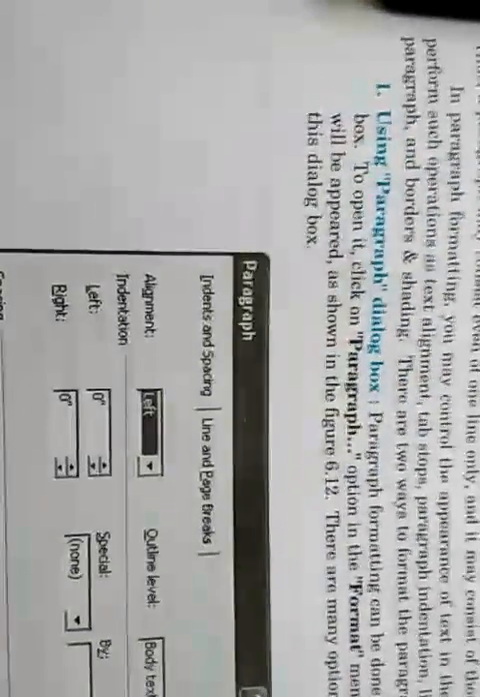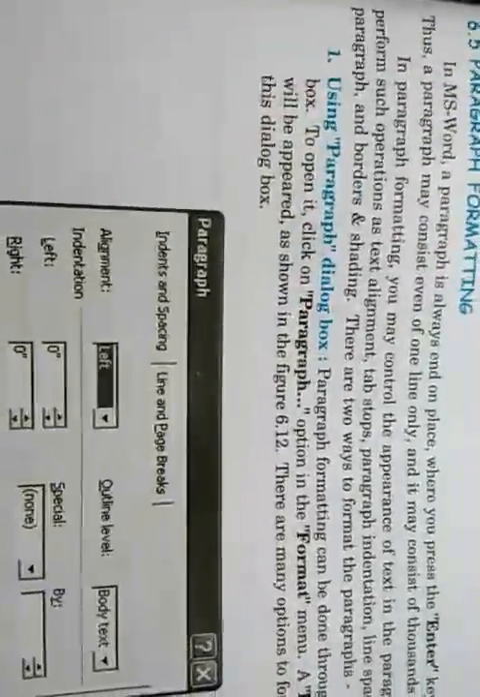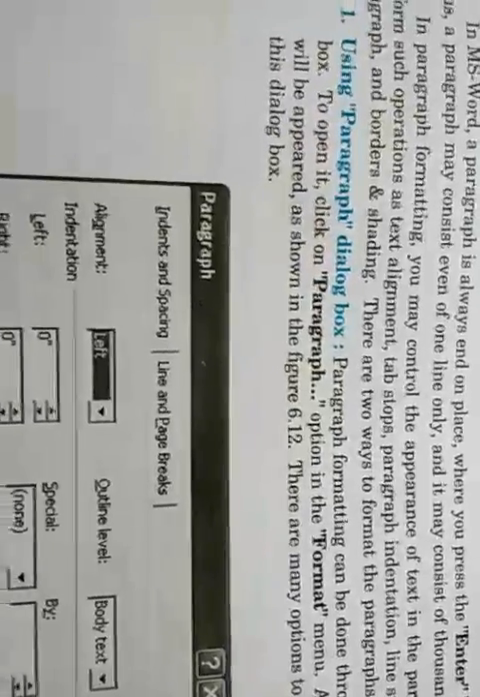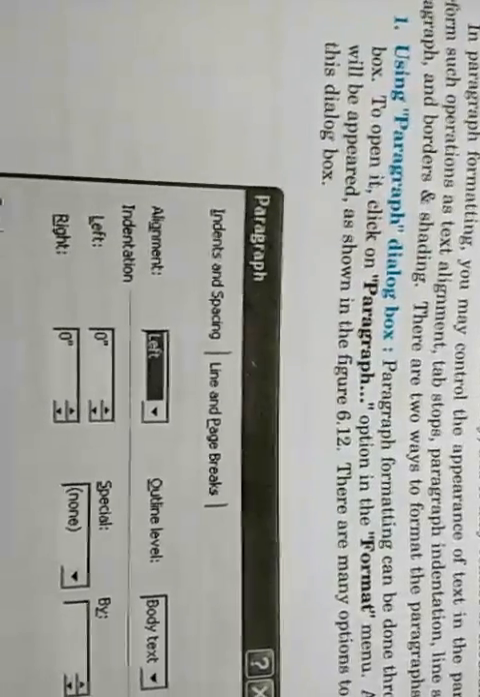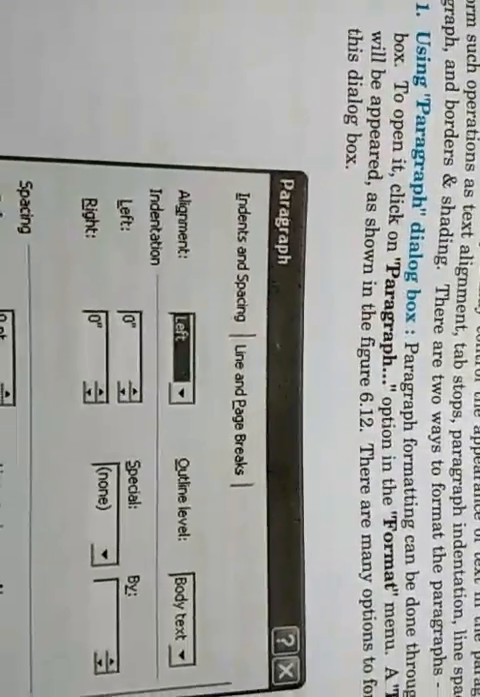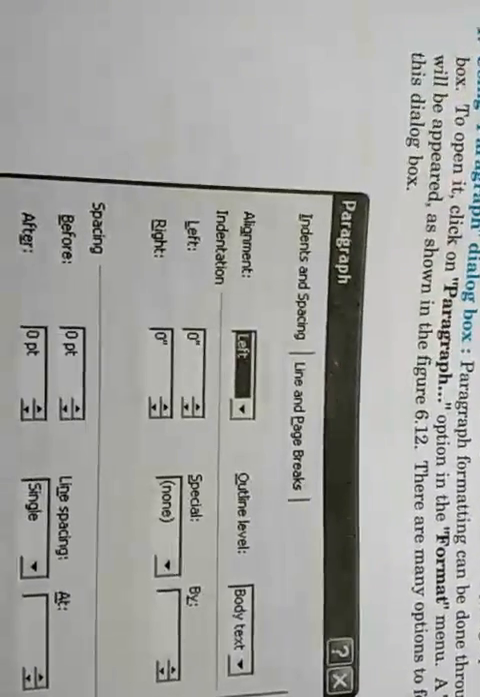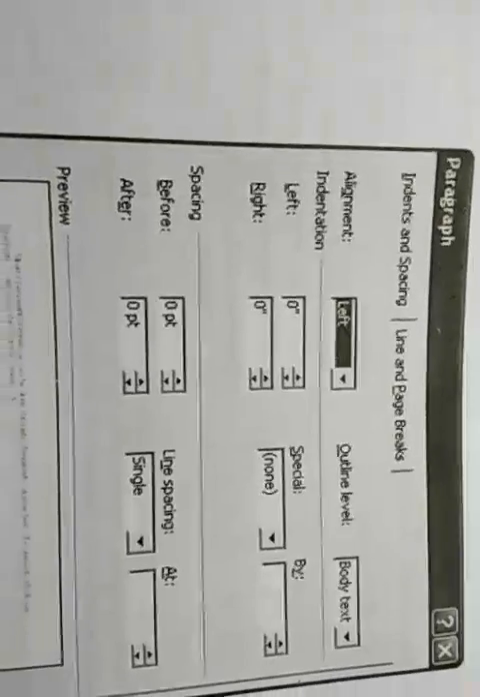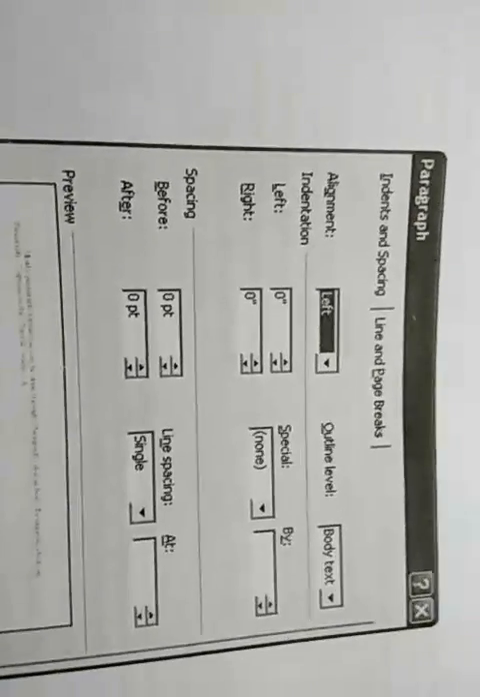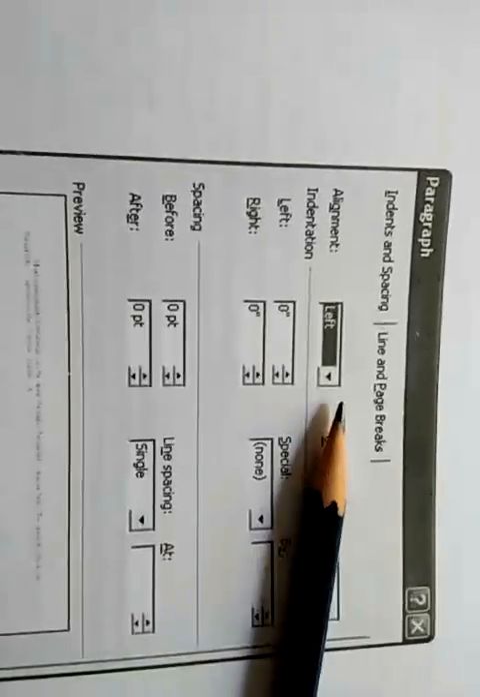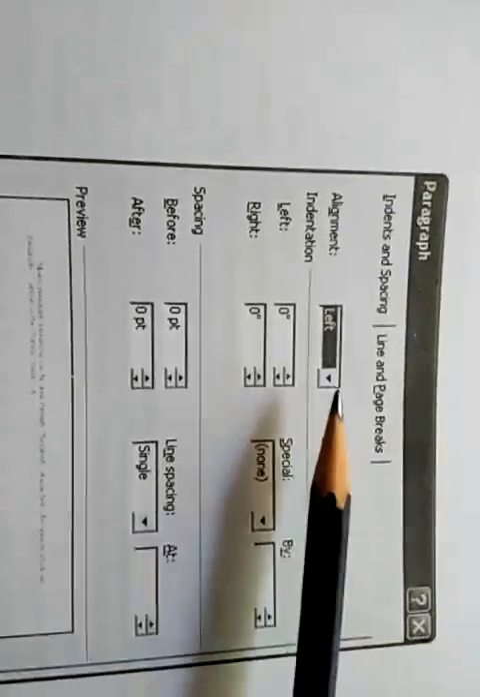Now the next topic is paragraph formatting. This is also available on the formatting toolbar, or we can also select from the format menu. So first we will get the alignment. So there are 4 types of alignment. One is left, second is center, third one is right, and fourth one is justify.